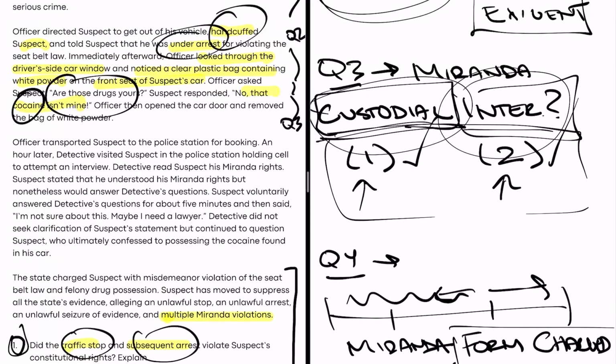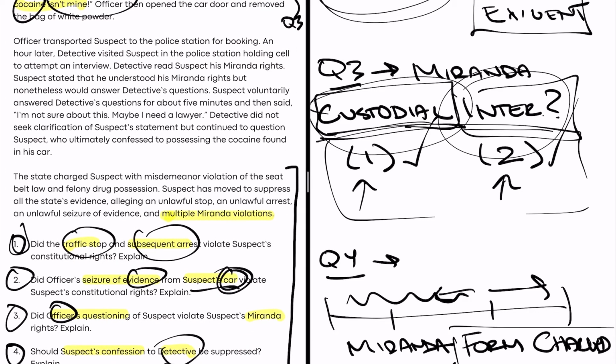A little bit tricky, obviously, because we have to recognize that one question, are those drugs yours, does constitute a custodial interrogation. I could see students getting tripped up with that question. But nonetheless, I do think that is a Miranda violation when we're thinking about question number 3, which takes us to our last paragraph. This is where we're going to get to the confession to the detective and whether this should be suppressed or not.